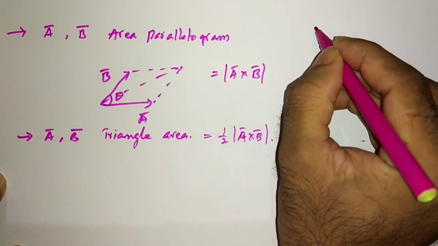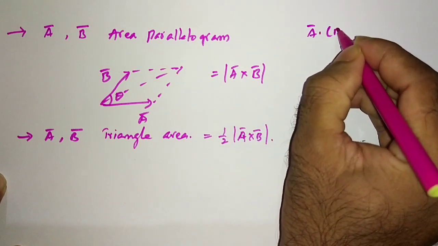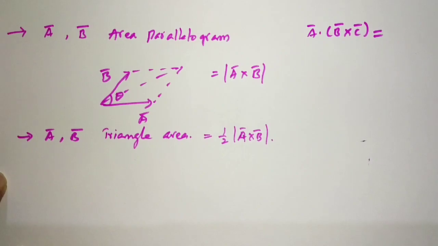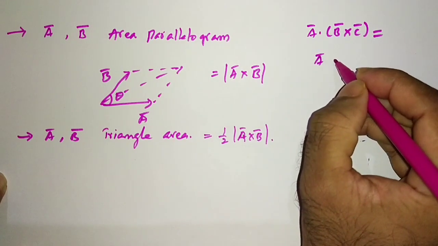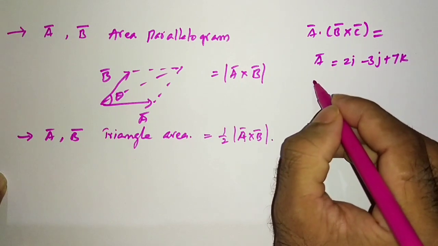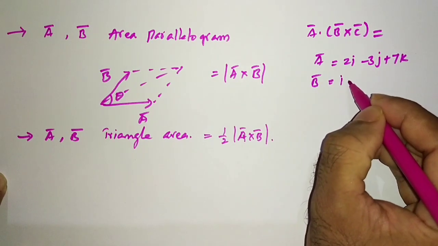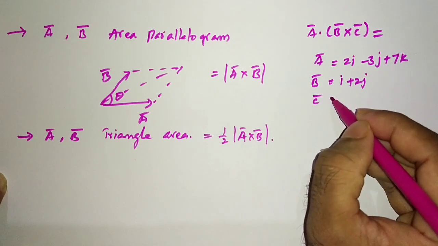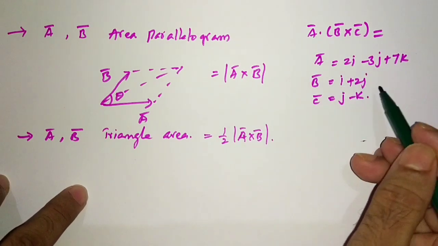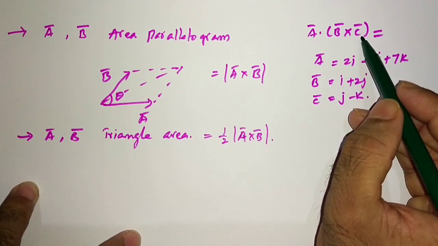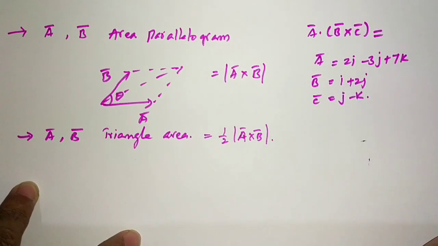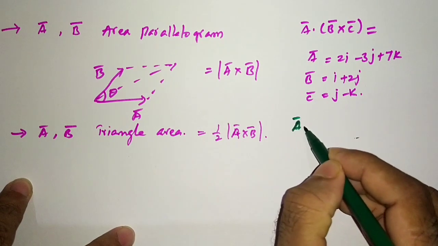Now let us see a problem here. Calculate A dot B cross C. Let us take vector A as 2i minus 3j plus 7k, vector B as, for example, i plus 2j, and let us take vector C as j minus k. Now I want to calculate A dot B cross C. First I should calculate B cross C, then I will get a vector, then I need to calculate A dot the resultant of this. That is the process, but I will give a simple method. Directly you can do A dot B cross C.